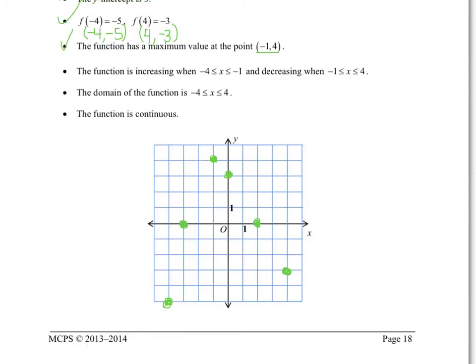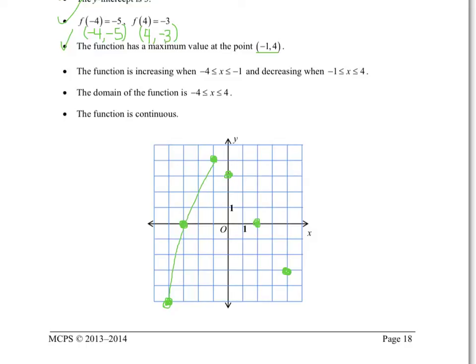The function is increasing when -4 is less than or equal to x, which is less than or equal to -1. This means that as you read left to right, it's going up. So increasing, decreasing, because we always read left to right. So what I can see is that from -4, which is right here, to -1, which is right here, this part's increasing. So reading from left to right, it increases.